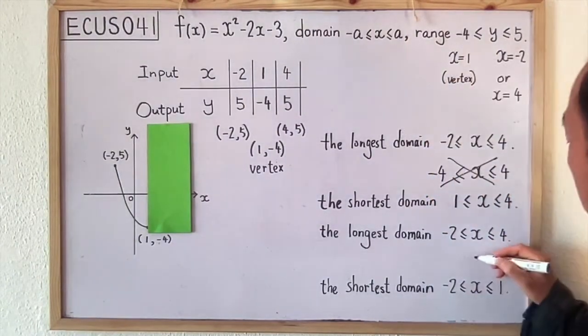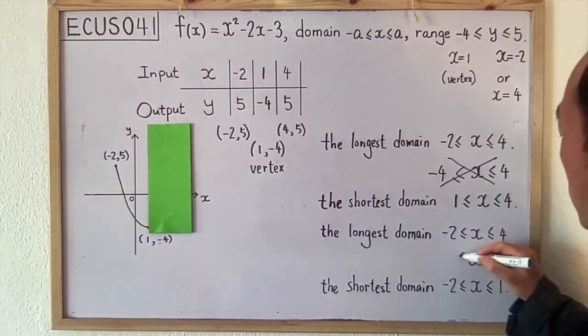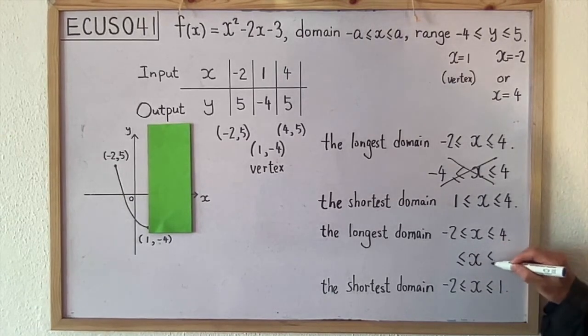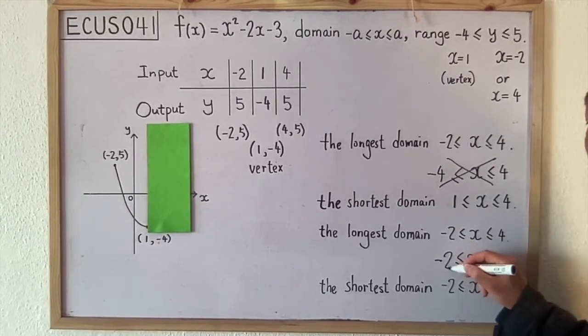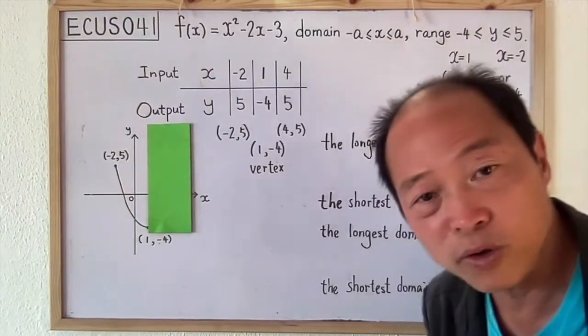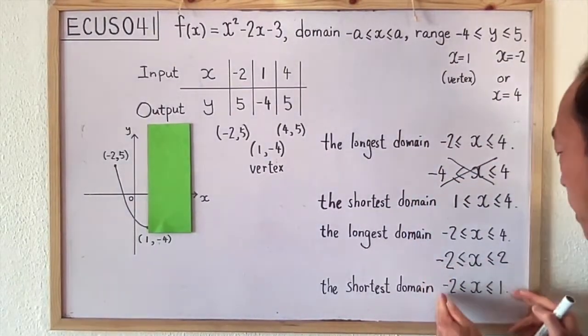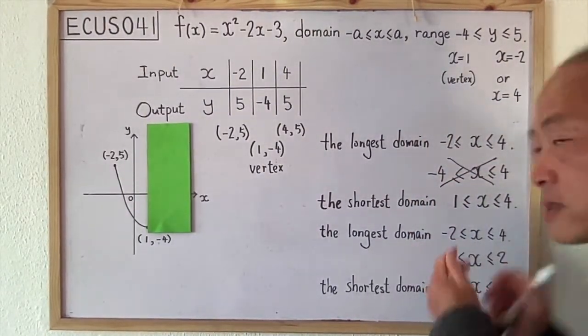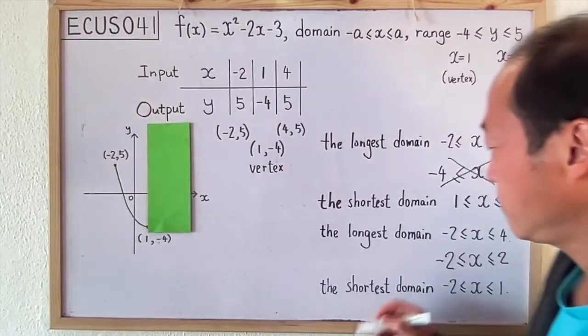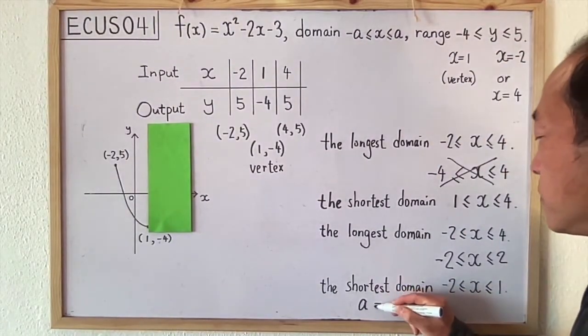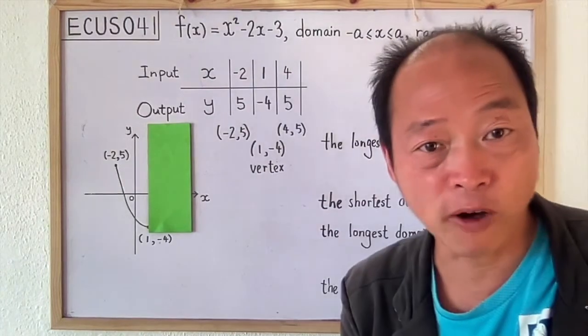It is x is between -2 and 2. Notice that this is longer than this, but shorter than this. Therefore, A is 2. And we have solved the problem.